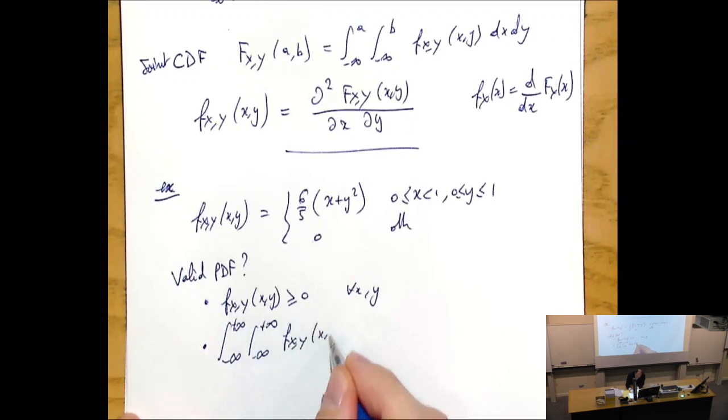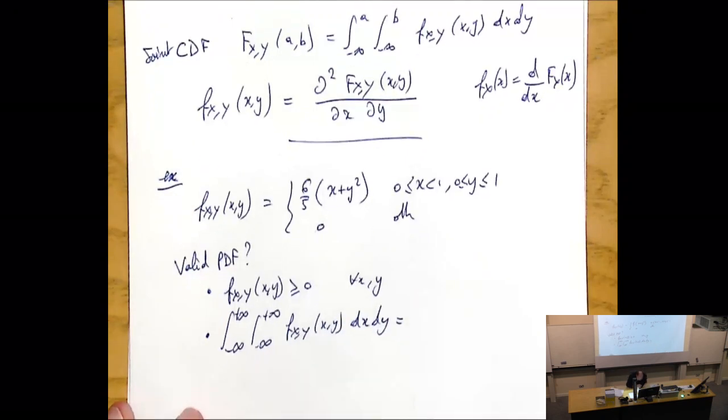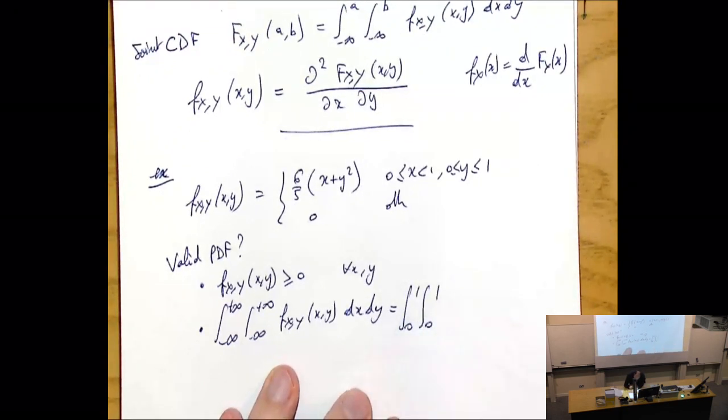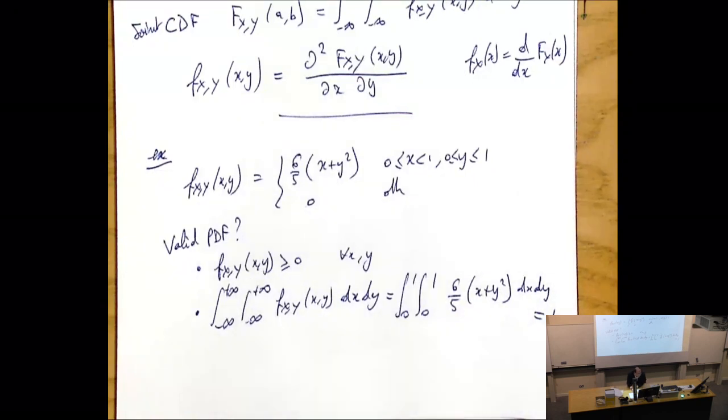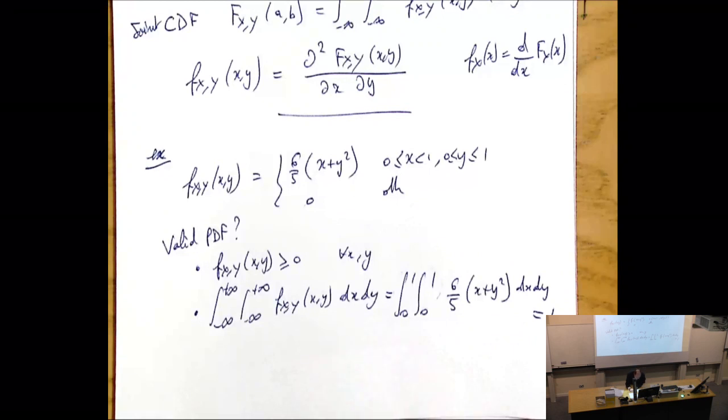Second, the integral between minus infinity and plus infinity of this joint PDF should be equal to 1. So in this case, what do you get? The integral between 0 and 1, integral between 0 and 1 of 6/5 (x plus y squared) dx dy, and you can do this at home and you get 1. Okay? This is not very complicated. Here you have a domain that is just rectangular, so you can easily change the order of integration if you like, but you should get 1.